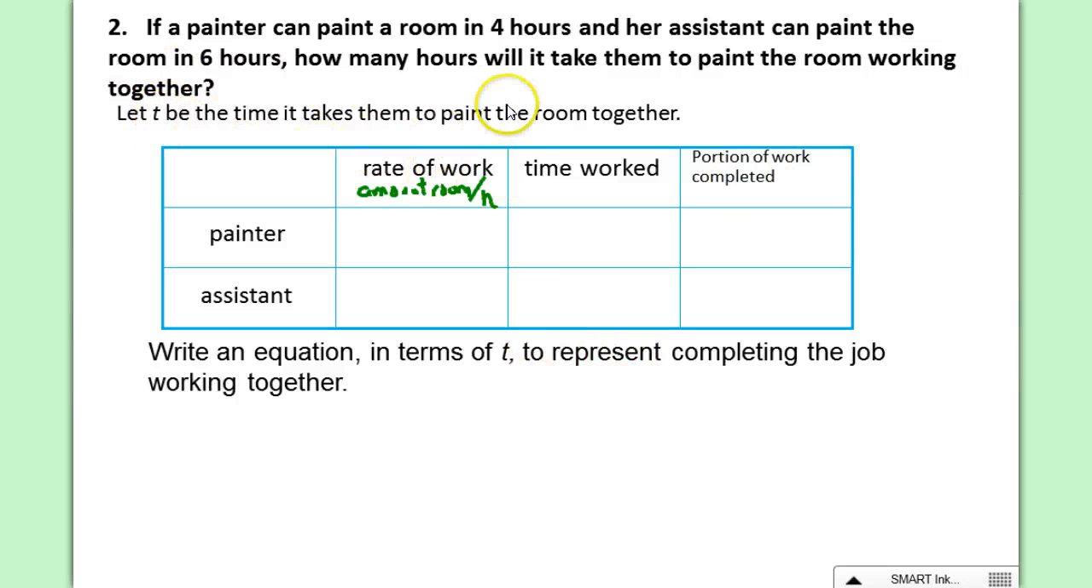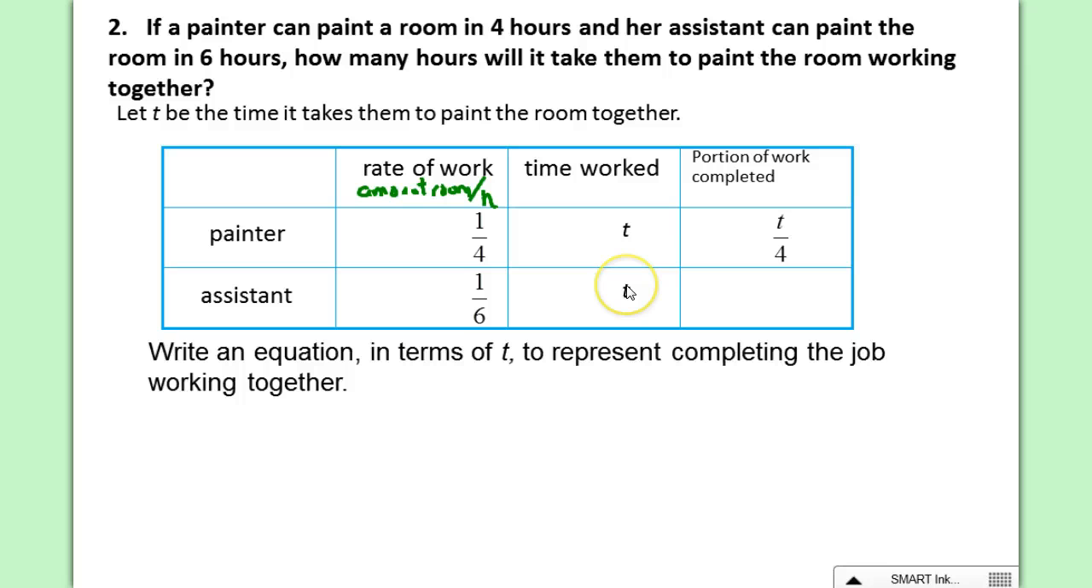Okay, so what are we looking for? Let T be the time it takes to paint the room together. So they worked for T hours. We have no idea what that is. The rate of work they can get done in an hour, the rate of a room per hour: the painter gets done a quarter of a room in an hour, right? Because it takes him 4 hours to do it. The assistant gets 1/6 done in an hour.